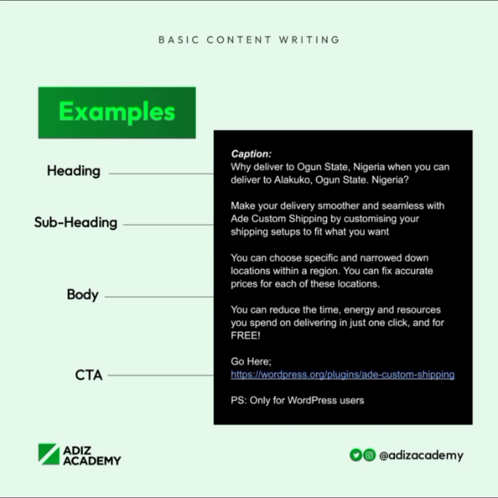Then the sub-heading is now telling you, okay, you can make your delivery smoother and seamless with, but then we're introducing the brand. So the sub-heading is now introducing you. It is opening up more about what we just asked in the heading. And then the body text gives you the entire information. It breaks everything down for you so you can understand what we are talking about. And then you can now see the call to action. Go here, and it's giving you the link so you can actually go and get the product. So this is the process you can follow if you want to create better content. I hope you understand me.